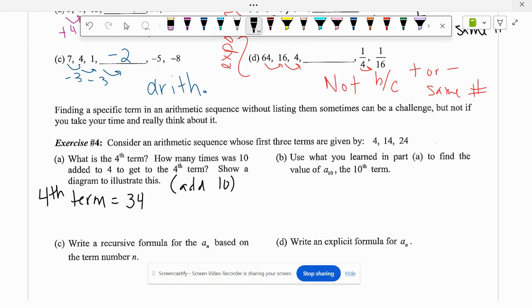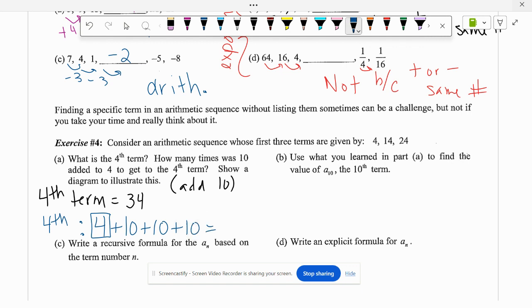Well, what if I wanted to show it in terms of repeated addition? So if I wanted to find the 4th term, let's see, I started with 4. This is my initial value, right? 4. How did I find the 2nd term? What did I do to the 4? I added. And then to get to the 3rd term, what did I add? And to get to the 4th term, what did I add?